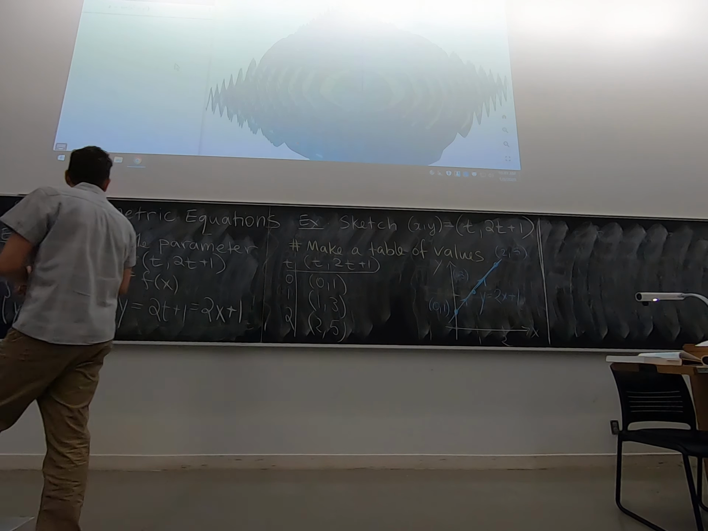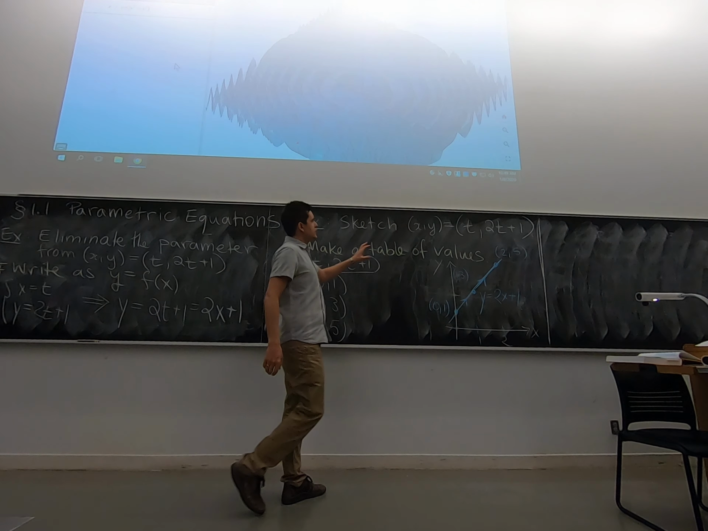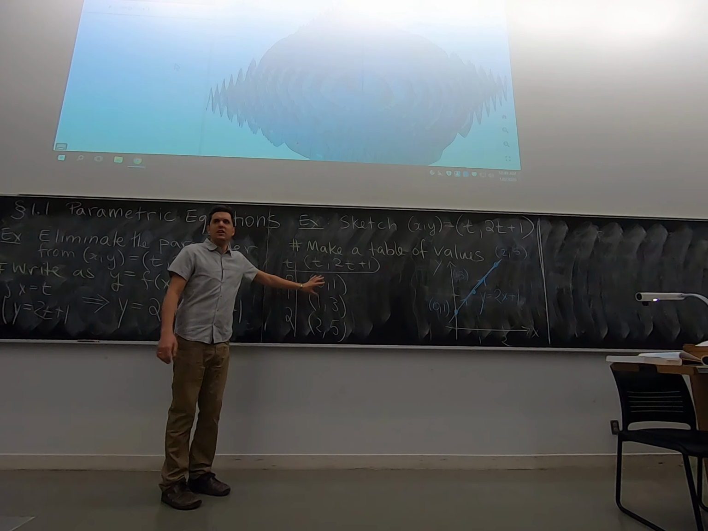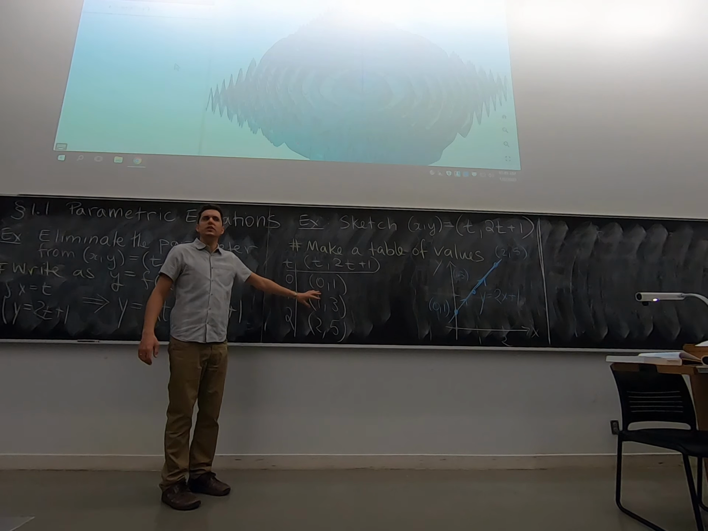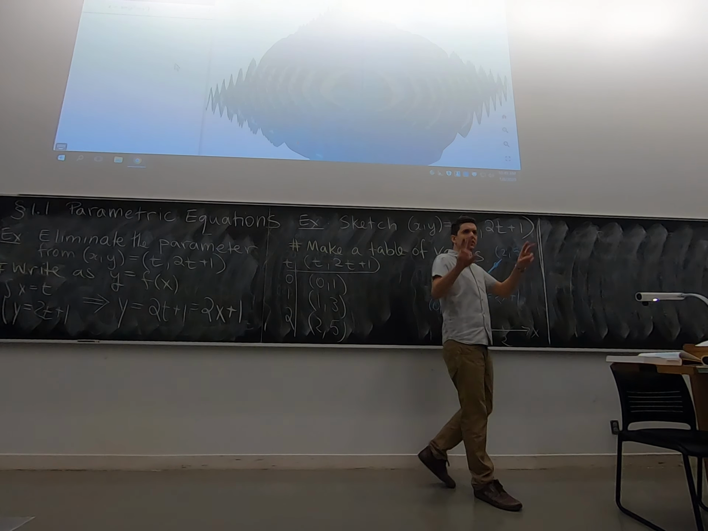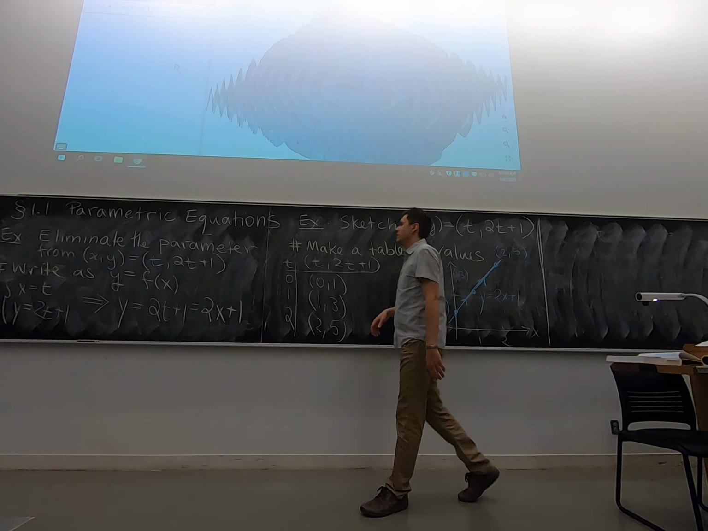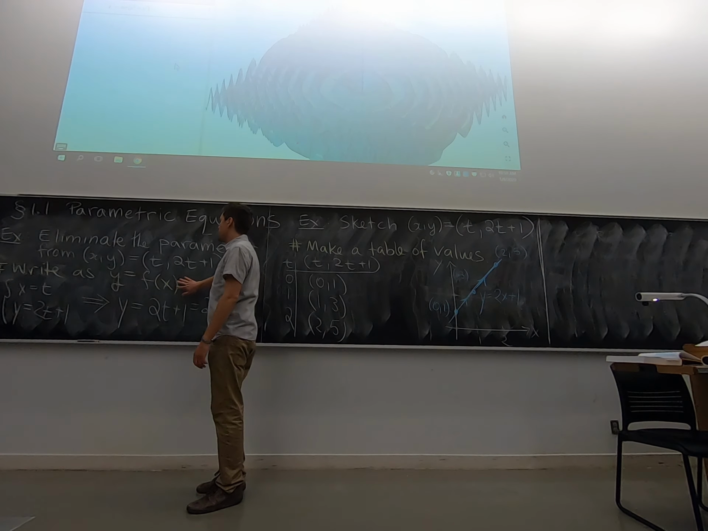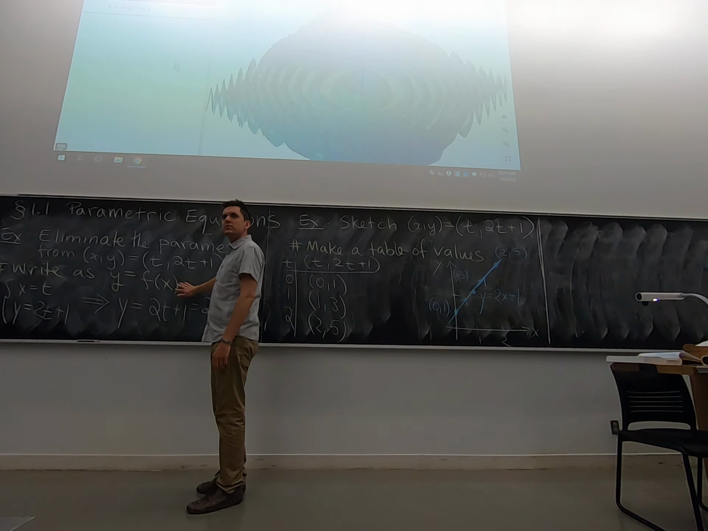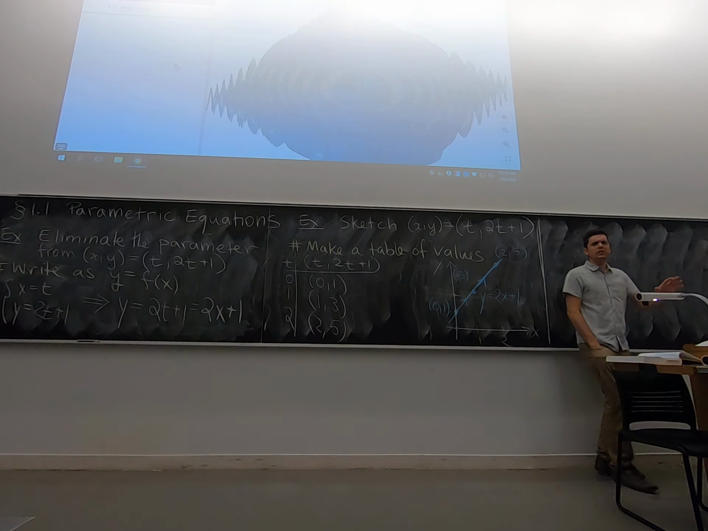Okay, so we've got these parametric equations. To sketch them, we make some kind of table of values. We calculate out a bunch of values, connect them up. To eliminate the parameter, we do some kind of algebra to get into this form, y equals f of x. Okay. Thoughts there, observations there?